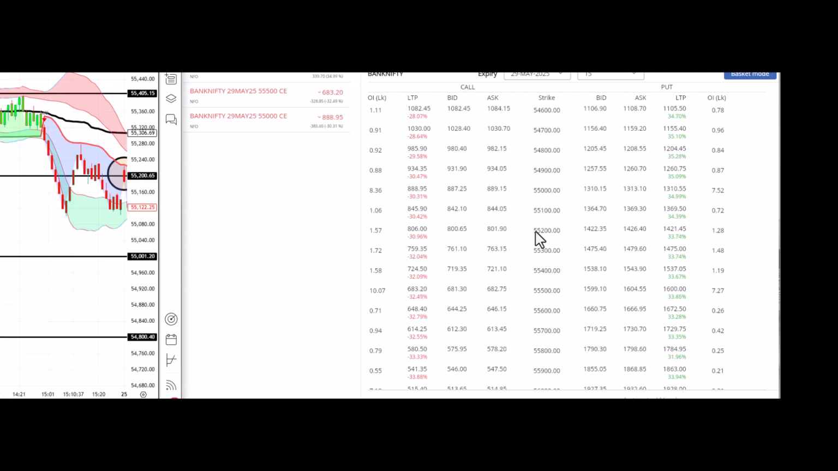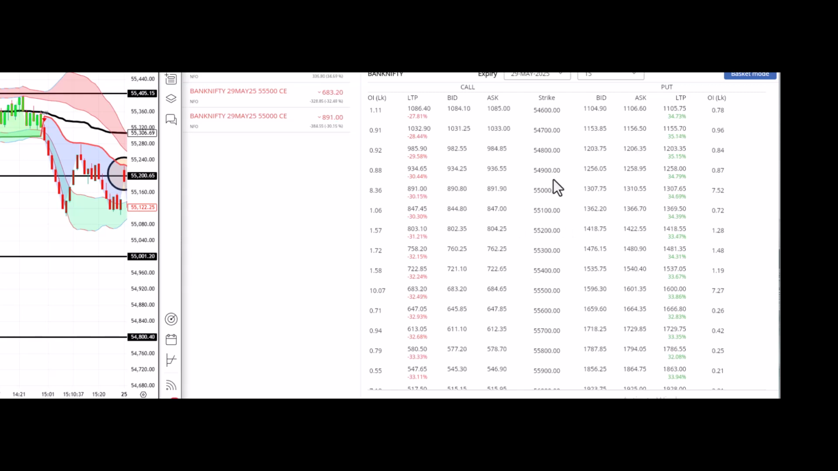Whenever we select any option strike in Bank Nifty trading, please try to select the round number, which means that it ends in 000 or 500. First have in mind, always select a whole number, which means always select 55,000 or 55,500. Always it ends with 54,000 or 54,500.